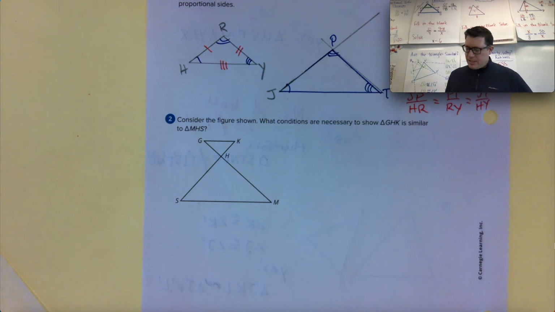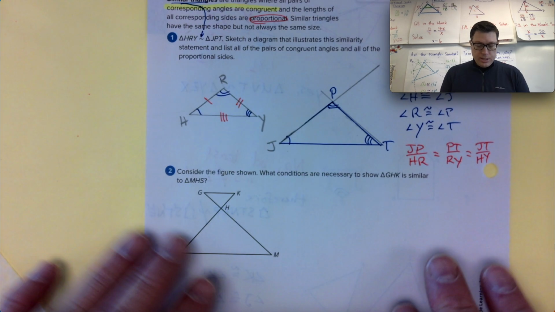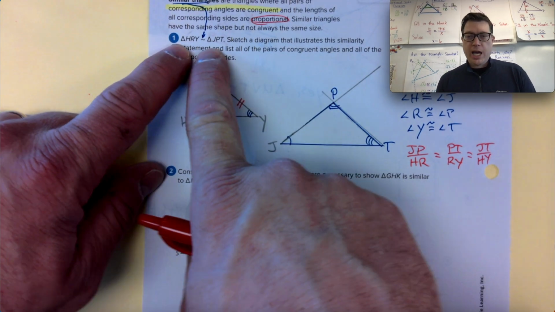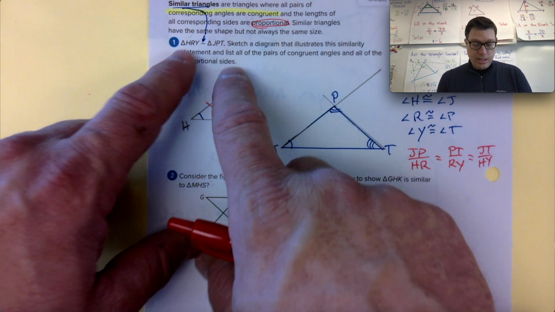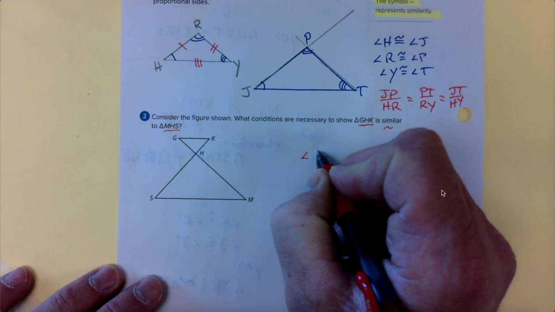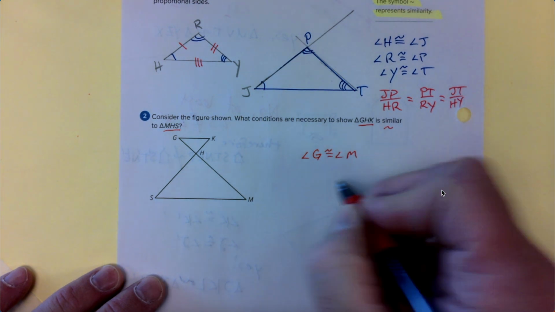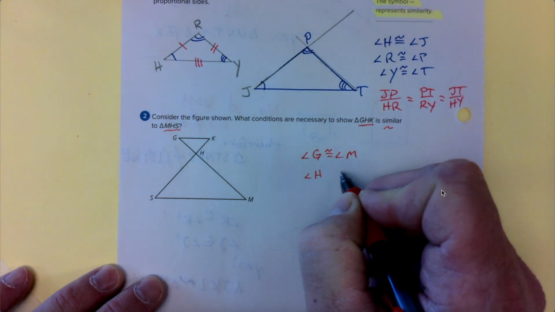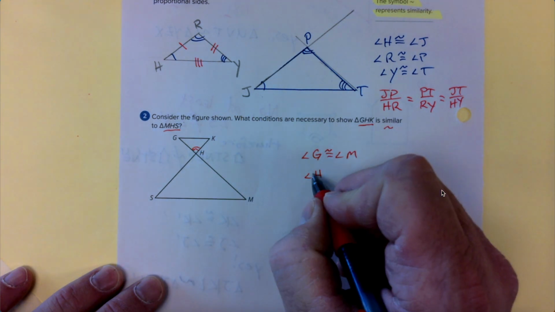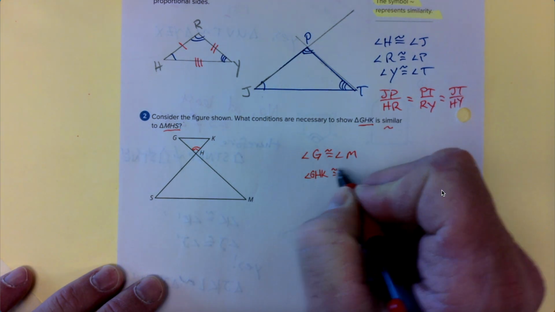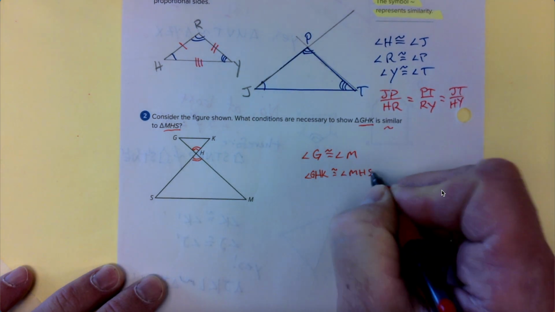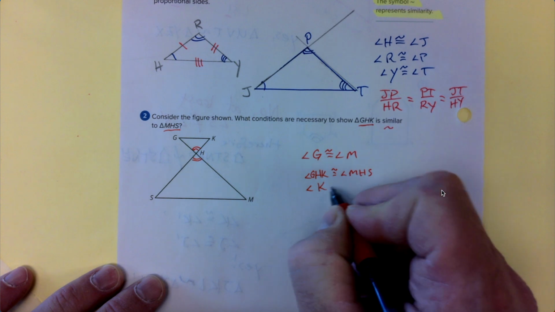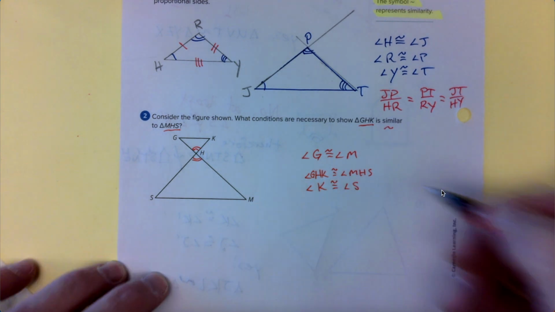How does the similarity statement help you map out corresponding angles and sides? Reminder, the similarity statement is that H and J are matching angles. They're the first letters in the similarity statement. R and P are matching. Angle G is congruent to angle M, and angle H, well, it's this angle H, so I'll say GHK is congruent to this angle H, so I'll say MHS. And we need to show that angle K is congruent to angle S.